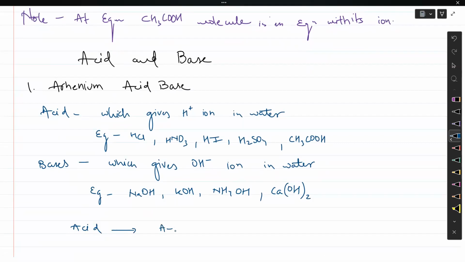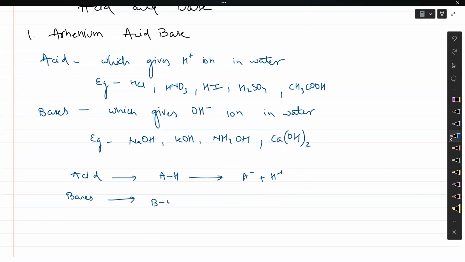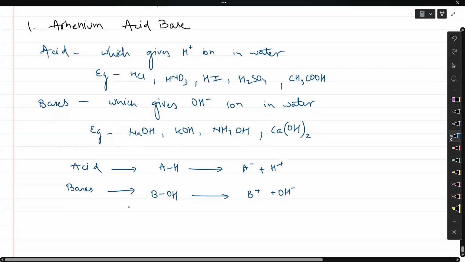An acid is represented like this, HA. This bond will break, and it will give A minus plus H plus in water. Bases are what? A base is represented as BOH. This bond will break, and it will give B plus and OH minus. Clear?